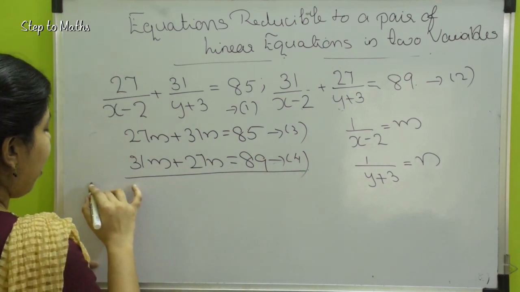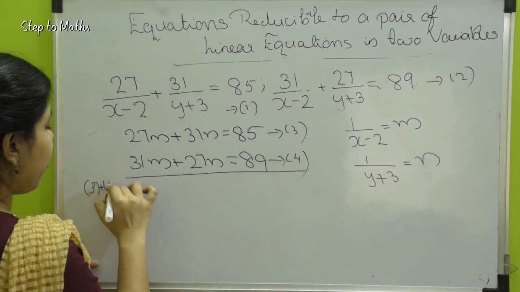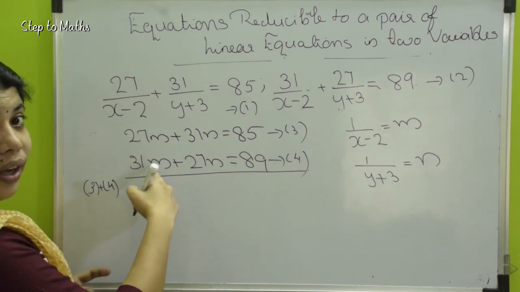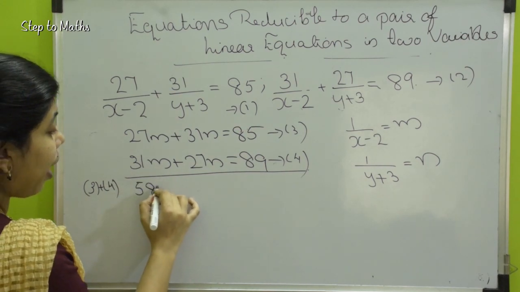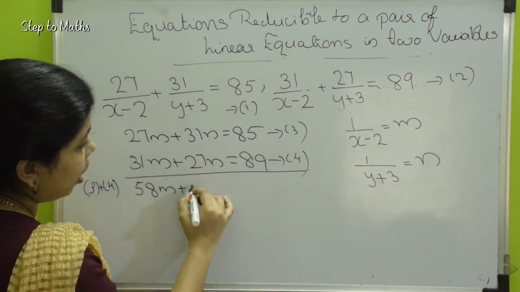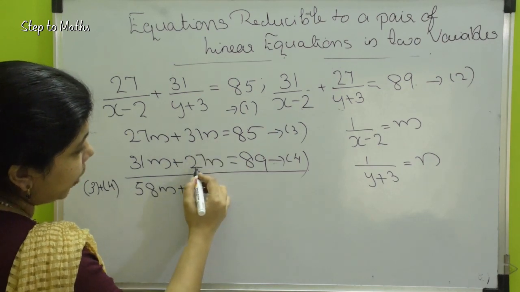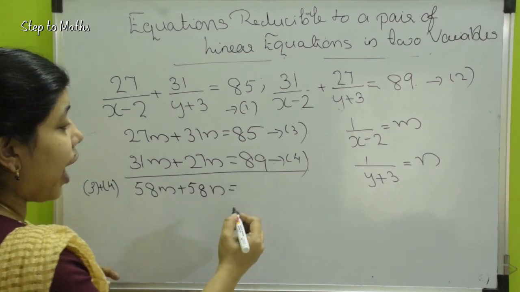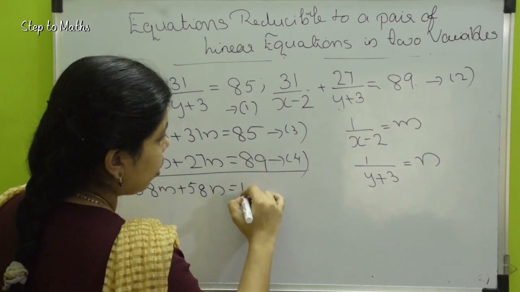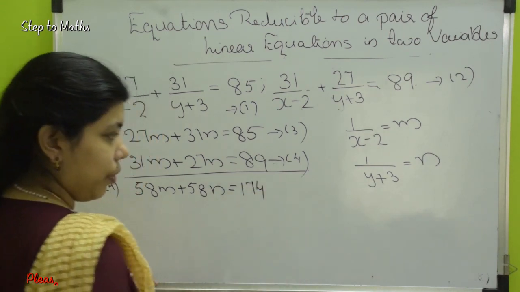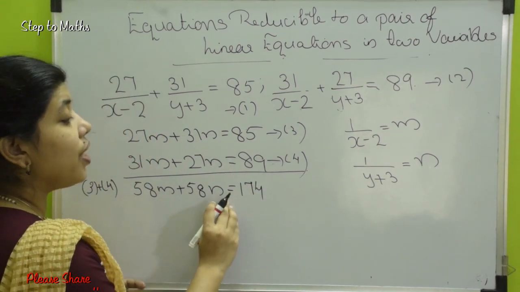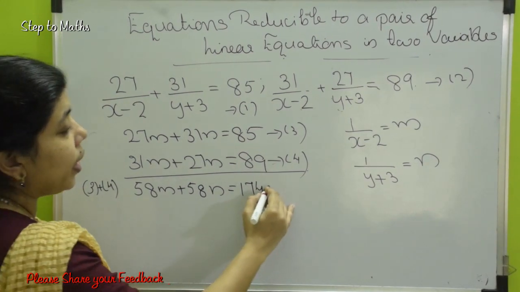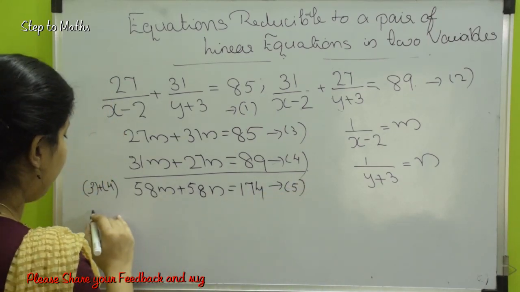First, add equation 3 plus equation 4. What will we get? 27m plus 31m, 58m, plus 31n plus 27n, 58n, is equal to 174. 58m plus 58n is equal to 174. This we can label as equation number 5.